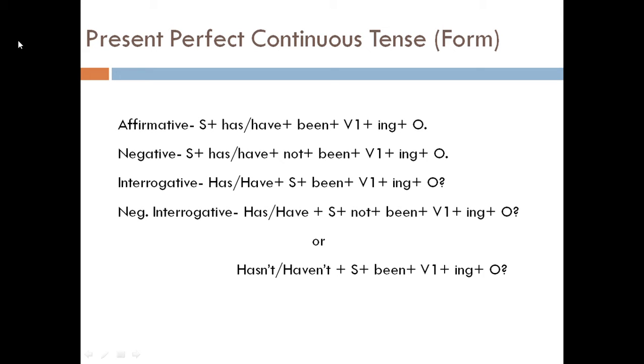Interrogative: we bring has or have to the beginning of the sentence. Has or have plus subject plus been plus first form of verb plus ing plus object. Negative interrogative: has or have plus subject plus not plus been plus first form of verb plus ing plus object, or hasn't or haven't plus subject plus been plus first form of verb plus ing plus object.